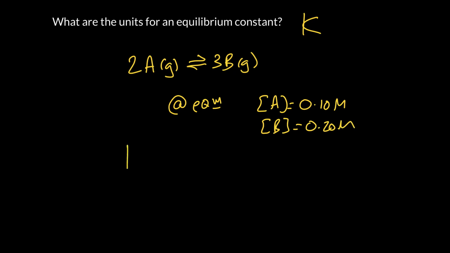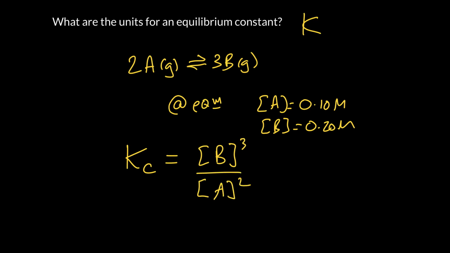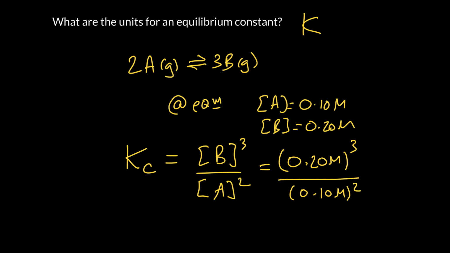So we can say K, and since we're dealing with concentrations, it'll be Kc, which is the concentration of B cubed over the concentration of A squared. Remember, the coefficients become powers in the equilibrium constant expression. So we take 0.2 molar and cube it, and we take 0.1 molar and square it. And if we calculate that, we get 0.80.